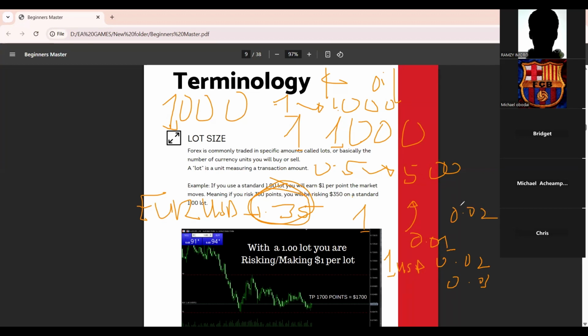That's how the lot size works. And this increase or this decrease in this amount varies. It varies for every single pair. That's why we say there are pairs which are volatile and pairs which are less volatile. Why do we say that? Because some pairs move faster than others. So by the time you blink, your money will be gone.